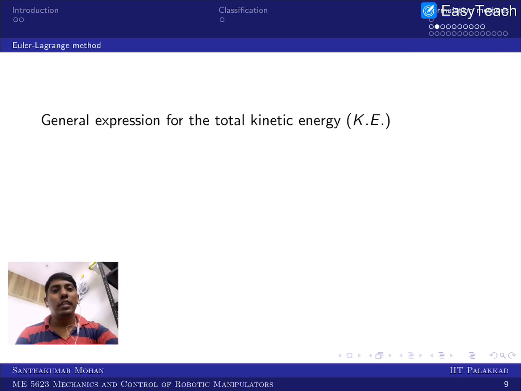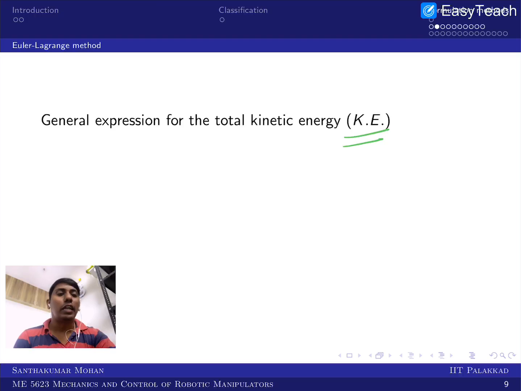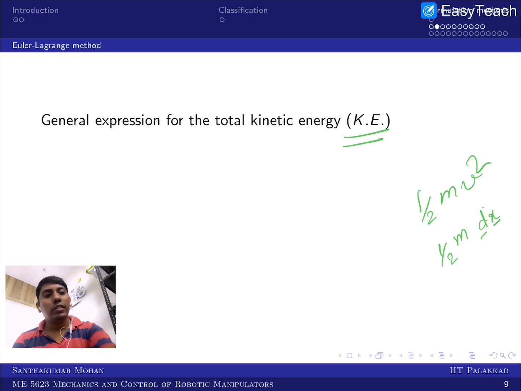So now in that sense, what would be the general expression for kinetic energy? Kinetic energy, generally what we write for a scalar quantity, in the sense of only a one dimensional variable, is half into mv squared. So half into m, dx by dt whole squared. So this is what you say as kinetic energy.